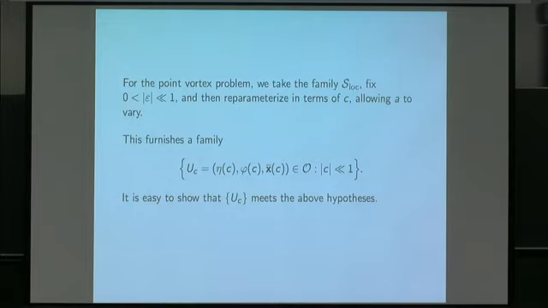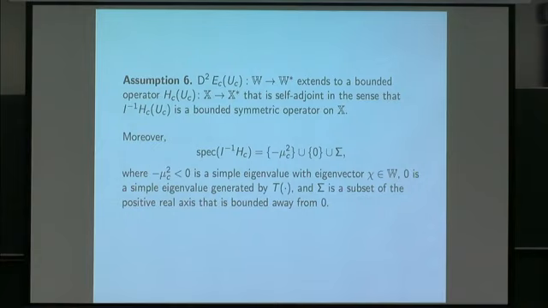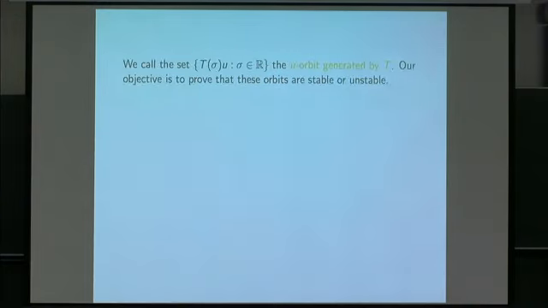And we can show that this meets all the required hypotheses. So we have to assume now that the second variation extends to a bounded operator from X to X star, so this is on a smoother space, right? So you need to do a little more work there. It's self-adjoint in an appropriate sense, and has the right spectral behavior that you would need for the Grillakis, Shatah, Strauss theory in the classical setting. I'm running short on time, so this is all what you hope.